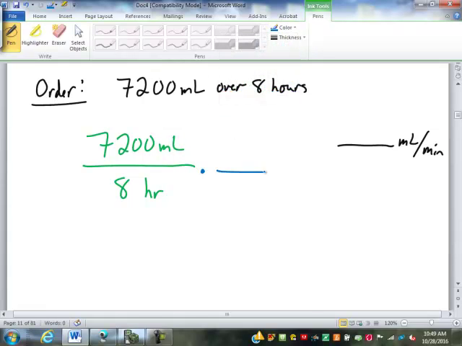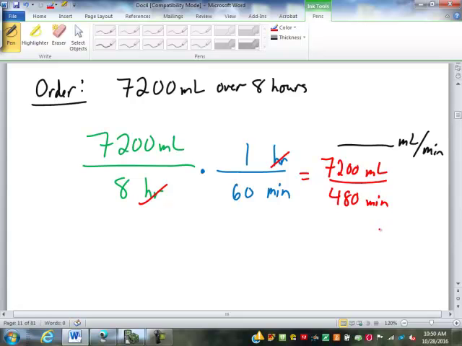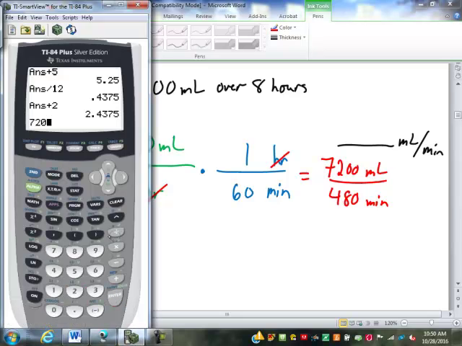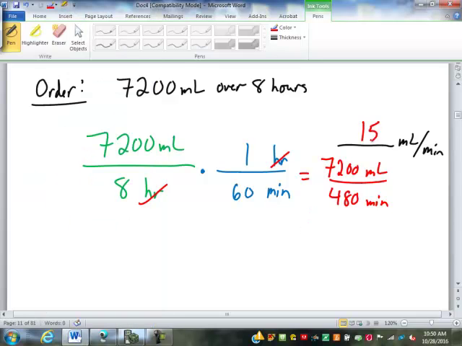Now we're going to have to convert hours into minutes. 1 hour is 60 minutes. The hours are going to cancel out. 7,200 milliliters times 1 is 7,200 milliliters. 8 times 60 minutes is 480 minutes. Now to get milliliters per minute, we just have to divide that out. Gives us 15 milliliters per minute.